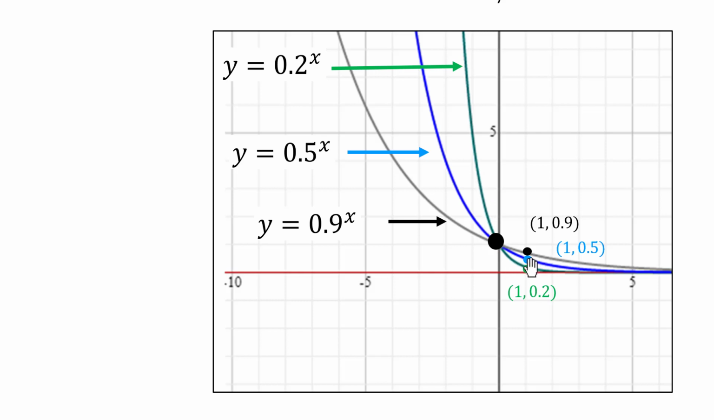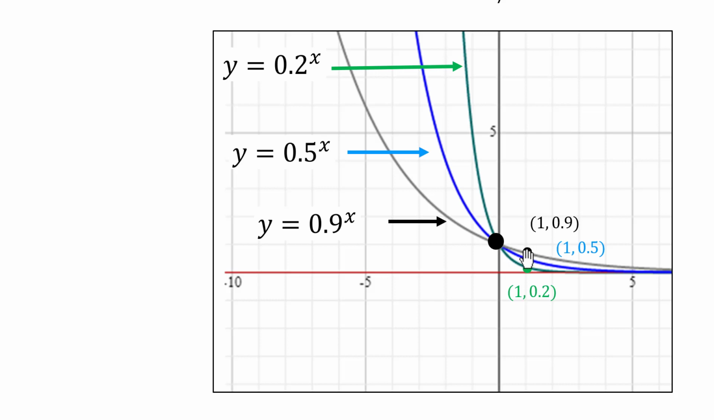y equals 0.5 to the x? Well, that's this one, because I have the ordered pair 1, 0.5. And if I follow this graph, you're going to notice it's right in between 0.2 and 0.9, because 0.5 is between 0.2 and 0.9.